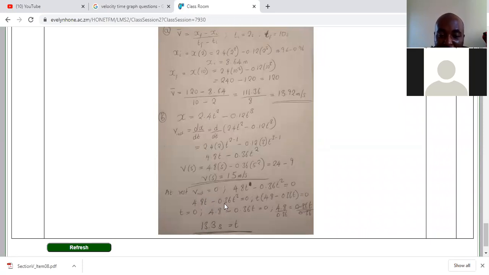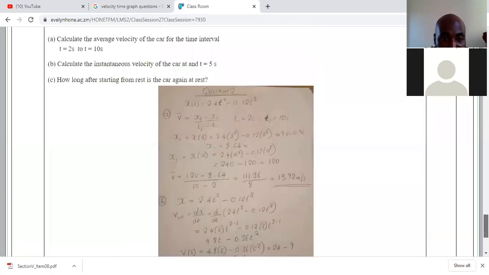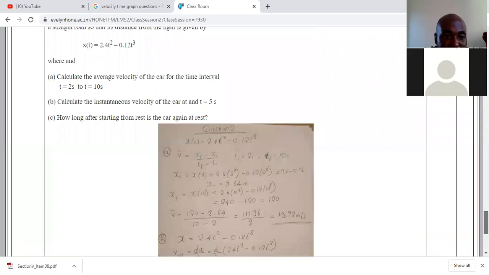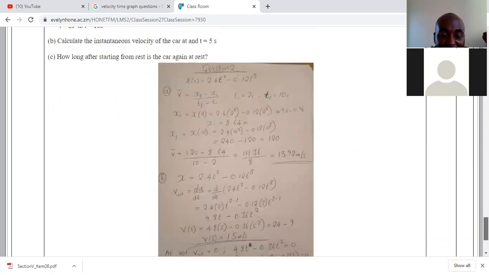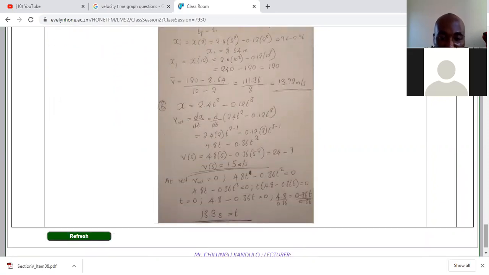4.8t minus 0.36t squared equals 0. Then you factorize t out: t open brackets 4.8 minus 0.36t close bracket equals 0. So the solutions will be t equals 0, which is not what you're looking for, because they've told you: how long after starting from rest is the car again at rest. So starting at rest, t equals 0. So the one you're looking for is to equate this other thing, 4.8 minus 0.36t equals 0.